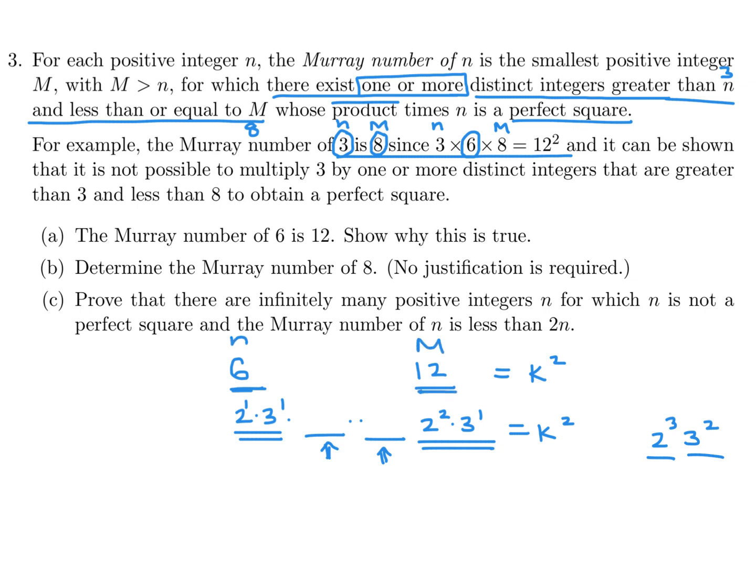So our choices are kind of limited. It's only 7, 8, 9, 10, and 11. Those are the only choices we have. So we can kind of experiment and figure this out.